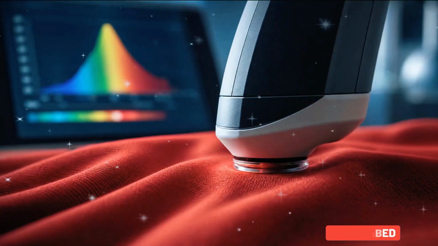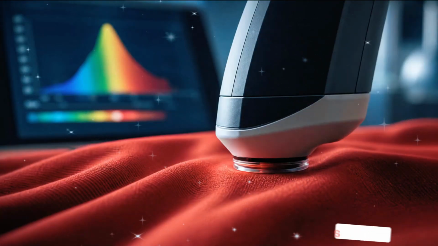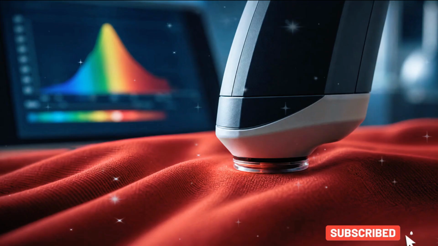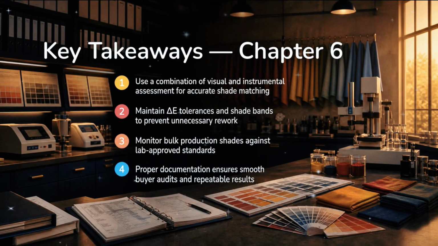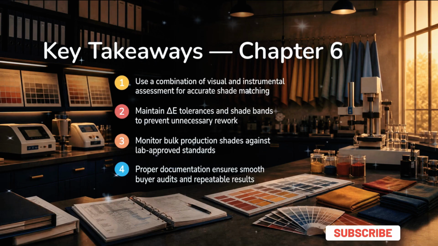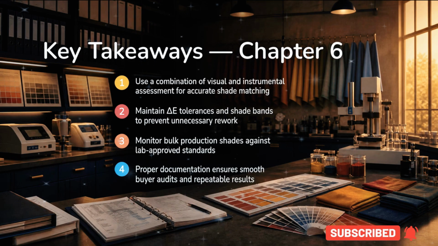This image shows a close-up of the spectrophotometer taking a reading, confirming the importance of instrumental assessment for accurate color matching. Key takeaways from Chapter 6 are: use both visual and instrumental assessment, maintain delta E tolerances and shade bands, monitor bulk production, and ensure proper documentation for audits and consistent results.